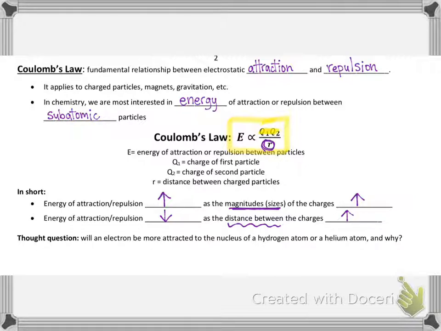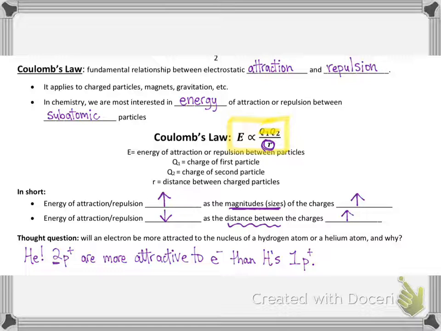So here's a thought question for you. Which would an electron be more attracted to? The nucleus of a hydrogen atom or a helium atom? All right, so you're going to try this, and when you're ready to check the answer, unpause the video. So hopefully you see that helium would indeed be more attractive to an electron than hydrogen, because the two protons with their two positive charge in its nucleus are going to be more attracted to that negative than just the one positive charge.